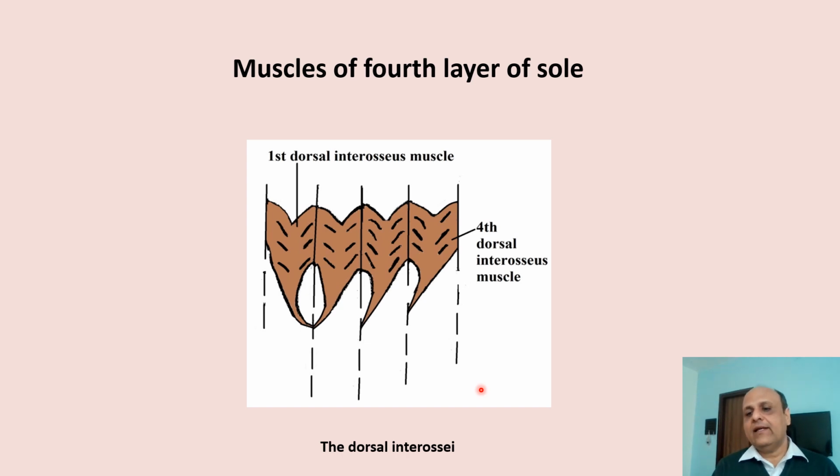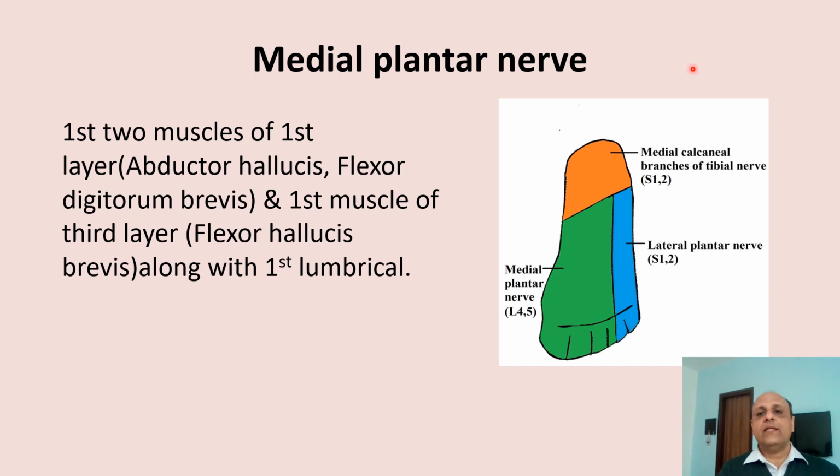And the fourth layer is the layer of the interossei, plantar interossei and dorsal interossei, 3 plantar interossei and 4 dorsal interossei, and they are adductors of the concerned digits. The fourth layer also contains the deepest muscle of the leg, and what was that? Tibialis posterior, and it also contains the superficial muscle of the lateral compartment, that is the peroneus longus. So remember this.